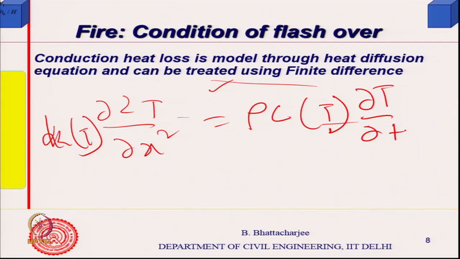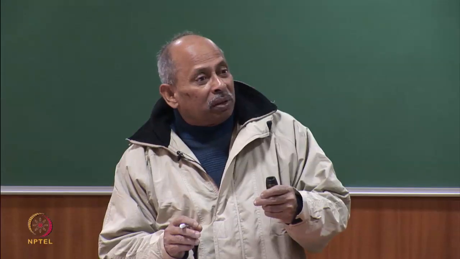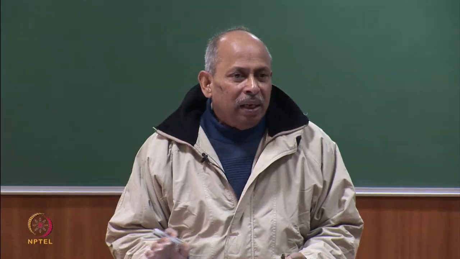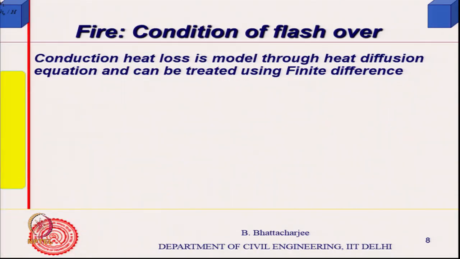So, this is a parabolic nonlinear equation, because K is a function of temperature and rho C is a function of temperature. We write K by rho C and call it thermal diffusivity, sometimes denoted by alpha, some people denote it by A, and in this case A is a function of temperature. So at every step you do not know the temperature to start with, so you do not know the conductivity. So you can't solve it easily. It's a nonlinear equation. So it's solved by a trial and error procedure, by assuming a value, iterating and finding out.